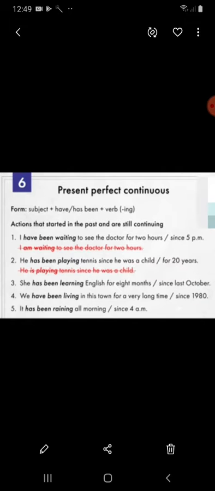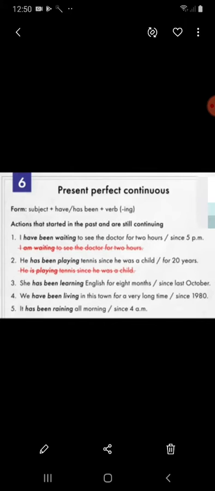I want to alert you to a common mistake here that students usually make. If you say I'm waiting to see the doctor for 2 hours, or he is playing tennis since he was a child, okay? So those are not correct. You can say right now I'm waiting to see the doctor, or he's playing tennis. But when you mention the amount of time, like 2 hours or 3 hours, or when you mention the starting point, like since he was a child, in these sentences you must use the present perfect continuous tense. So this is true with the other sentences here as well. So keep this point in mind.